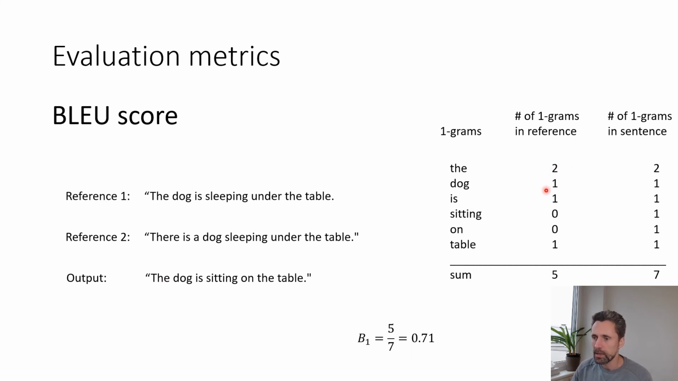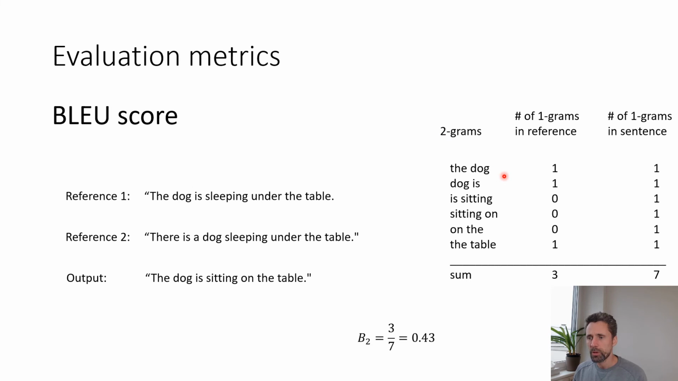And so we then sum up all these counts and divide the first one by the second one and obtain 0.71 for the unigrams. Now we'll continue with higher n's for the n-grams. For example, with 2-grams or bigrams.